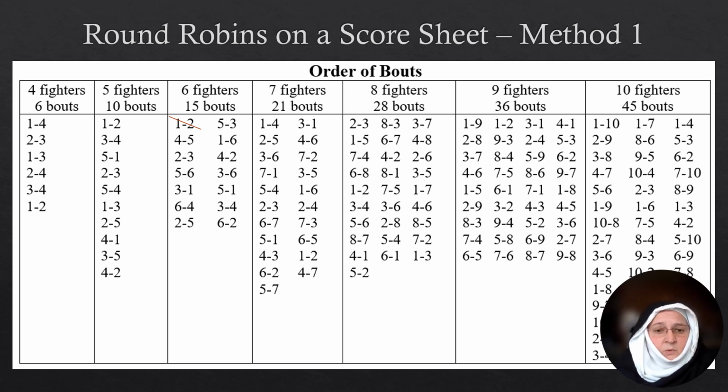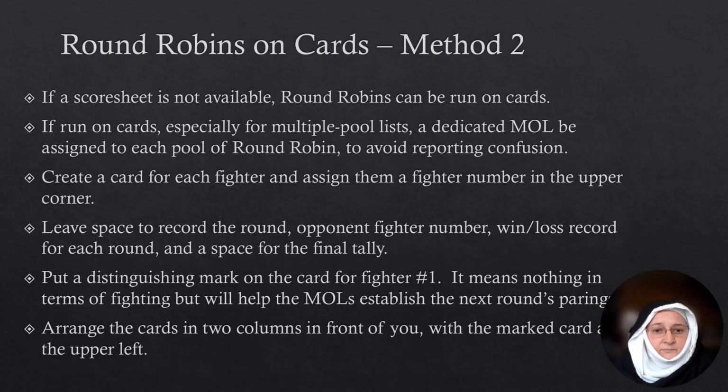We already had 1 versus 2, 3 versus 4, and 5 versus 6. So I've crossed those out. The second round was 1 versus 3, 2 versus 5, and 4 versus 6. So you can see how those can be crossed off and keep track of who still needs to fight who. And that way you can keep the tournament rolling pretty easily without getting caught up on figuring out the next round of fights.